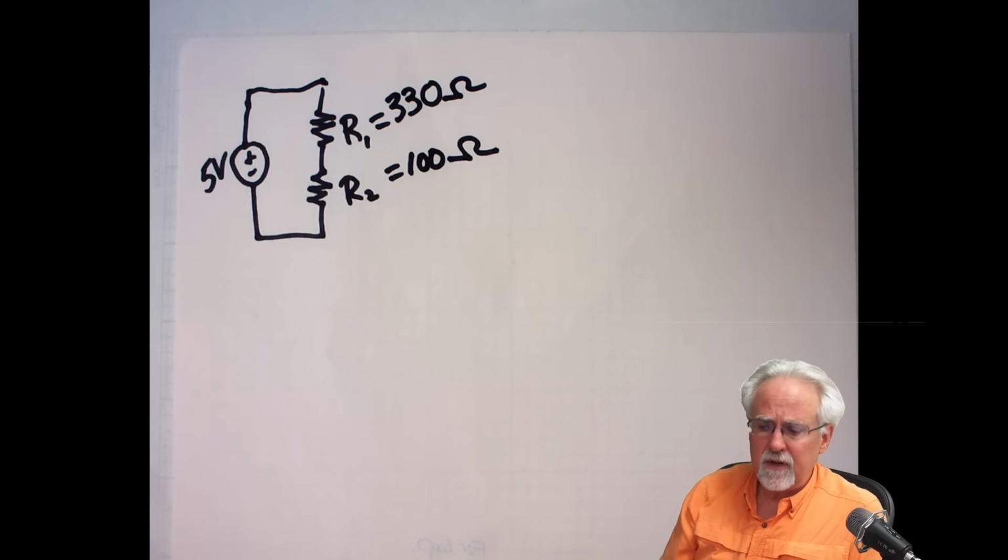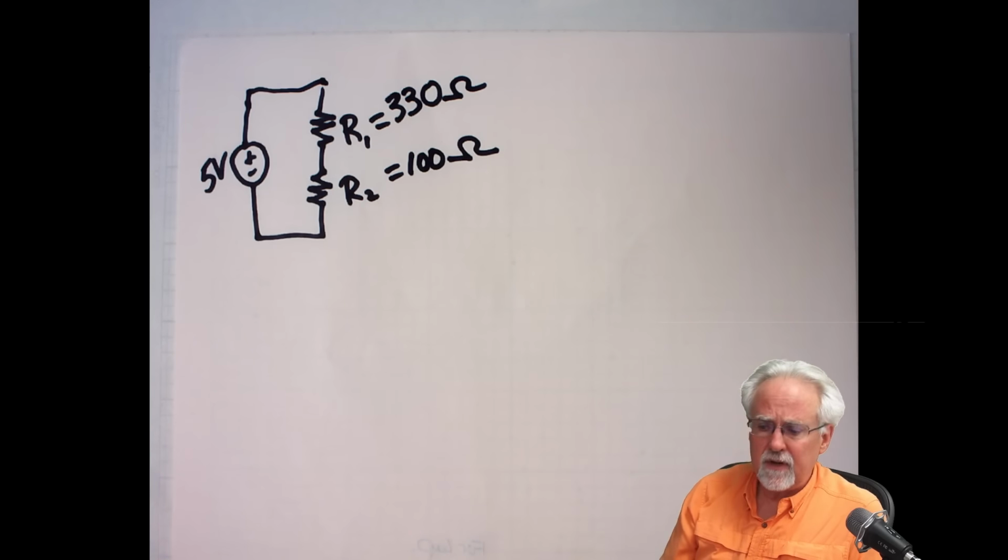Okay, now what you do is you redraw the circuit with that equivalent resistance. You would say that this circuit is exactly equivalent to this circuit. This is still 5 volts, and now this RS is 430 ohms. Now I want to calculate I. How do I do that? I is equal to V over R.